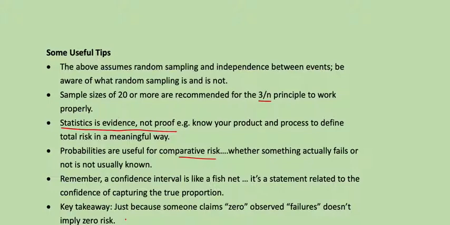And the key takeaway, if you're not interested in really calculating this, or you're getting confused with the 3 over n and where to put the n and the p and all that, just keep in mind that just because someone claims 0 observed failures doesn't imply 0 risk. So really, you have to be a little bit skeptical here. If somebody comes up to you and says, listen, I've sampled something, I found 0 defects, don't assume that it really will be zero defects. Assume there may be some risk that certainly wasn't captured in the sample. Okay, so that's really what it's all about.